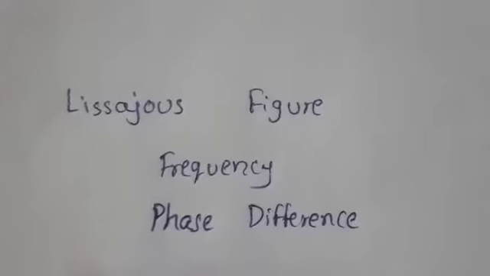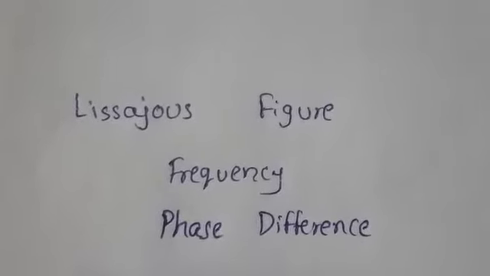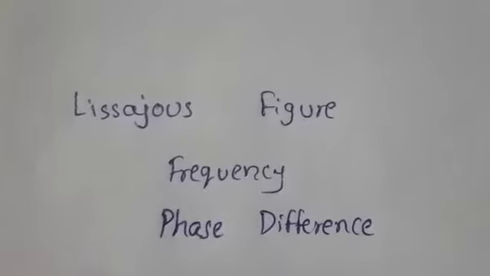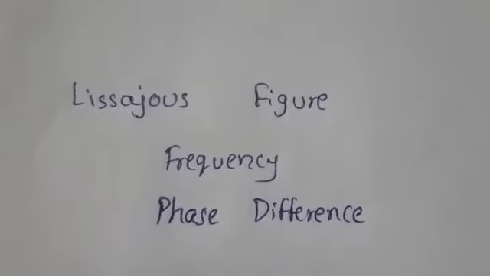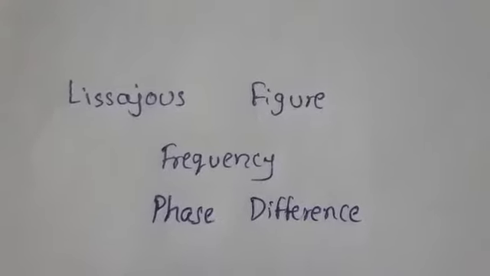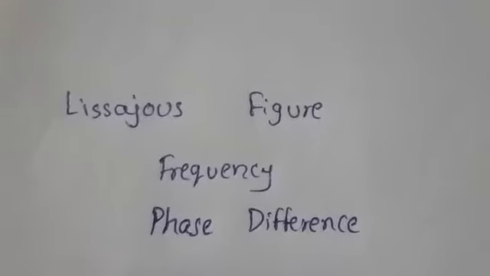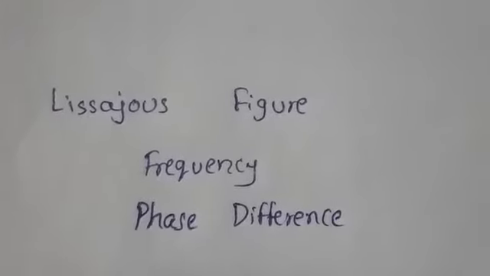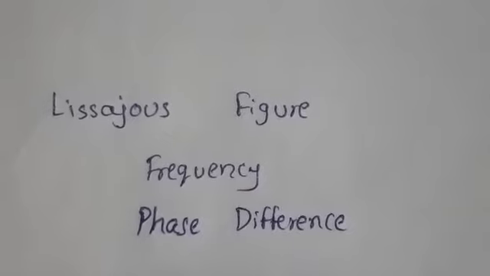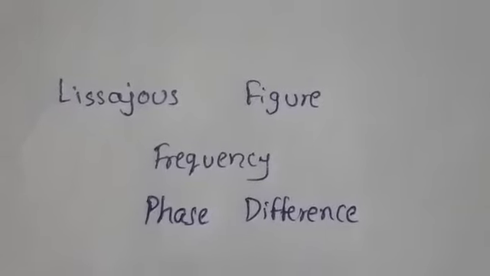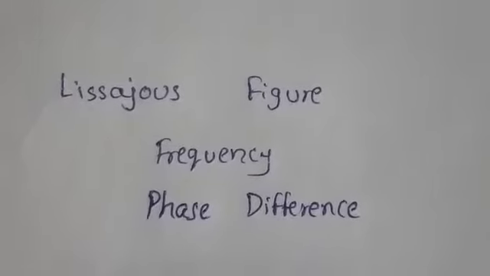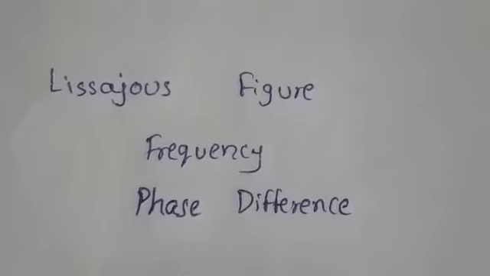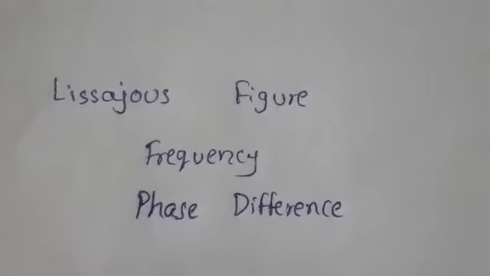So here, for a few Lissajous figures, based on their shape we can directly tell the phase difference between the two sinusoidal signals. By looking at the shape of the Lissajous figure, we can directly tell the phase difference of the two sinusoidal signals.